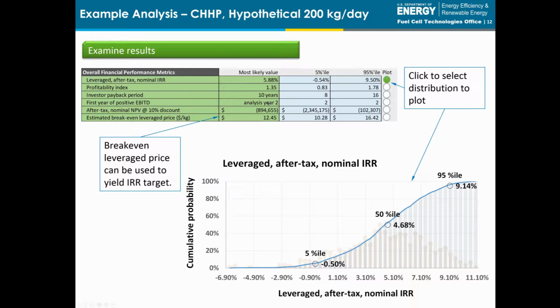Investor payback period, earnings before interest, tax, and depreciation, NPV, estimated break-even leverage price of hydrogen. In this particular example, we're seeing a reporting of the 5th percentile and the 95th percentile, because we did run an uncertainty analysis for this. As you can see, the most likely value for IRR may have been almost 6%, but it actually could be negative and could be as much as 9.5% for this particular case. There is a graphical distribution. I'll show you how to click through and see the results for distributions.